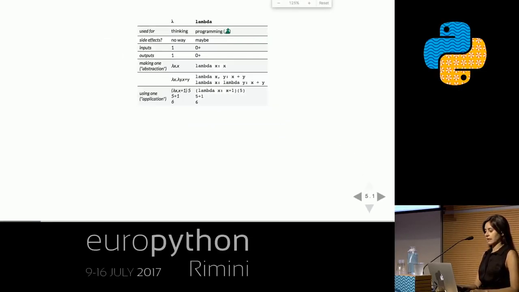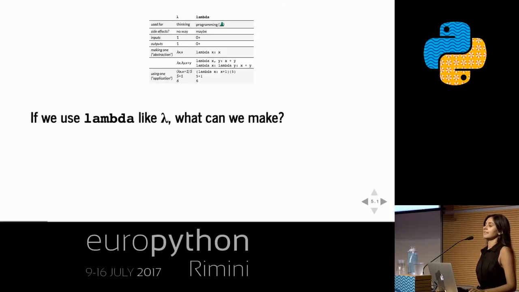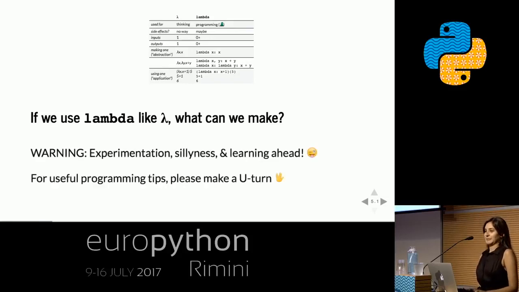All right, so the game that we're going to be playing here, let me zoom back out, is if we were to pretend that Python's lambda was like lambda calculus lambda, what could we do with it? And as I said, this is going to be an experimental, fun, silly, learning-oriented talk, not a practical, let's-do-useful-things talk. So please take this opportunity to get off the train if you want to go learn something practical. There's a bajillion other talks on right now that I'm sure are way more useful than this one, but this one hopefully will be fun.